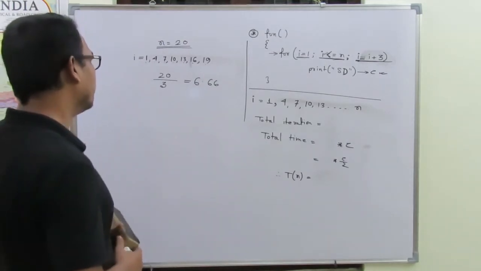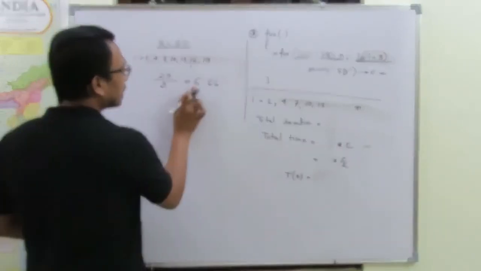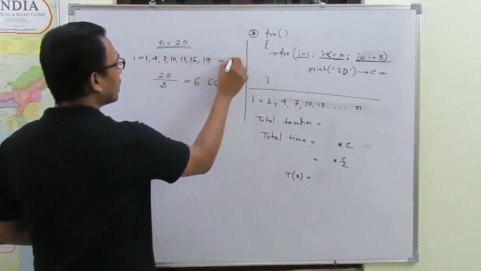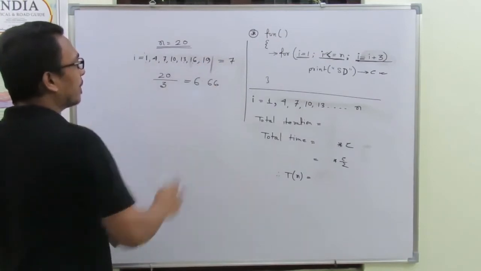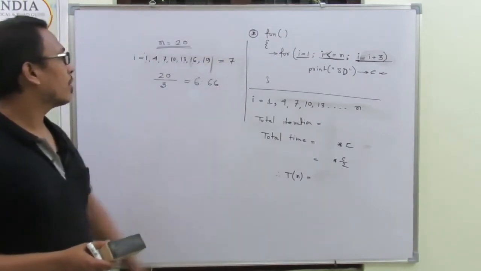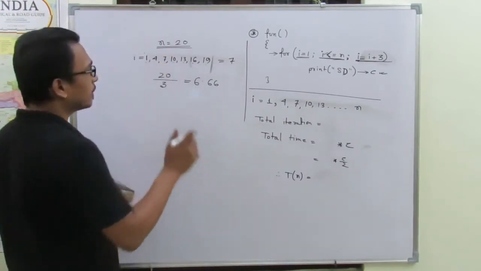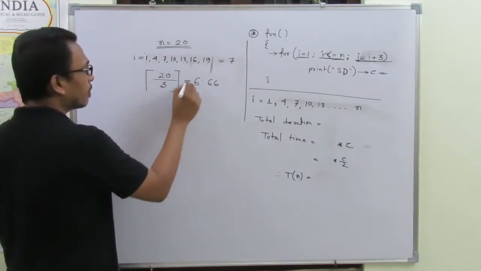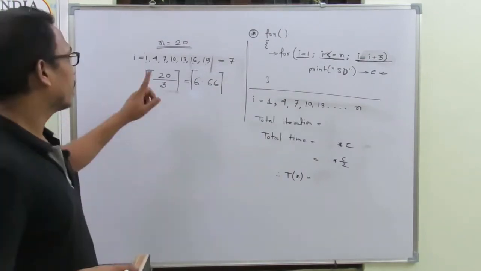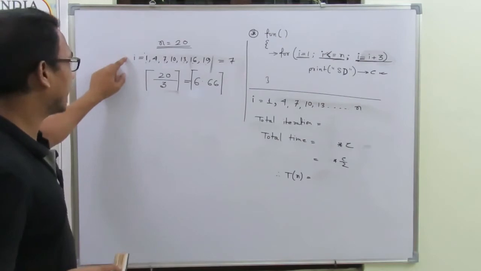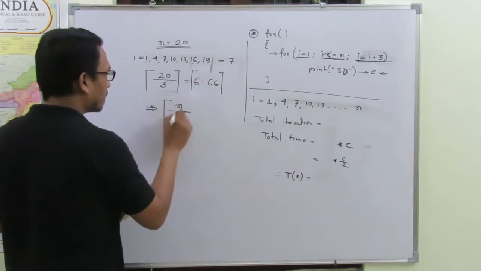Clear? Now from here, this is 6.66, but here the number of elements is 7. So how to know this is 7? And here we are getting only 6. So how to get the number 7 here? This is the ceil of this particular operation. That means this is the number of times this iteration will execute. That means we will get the number of iterations as ceil of n by 3.